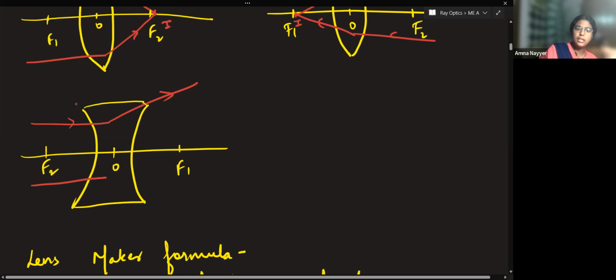Now this gets diverged. So how will you obtain the image? If all the light rays are getting diverged, how will you obtain the image? You will get a virtual image. You will produce this image backwards. At this point, you will obtain the image of it. All right, like this.